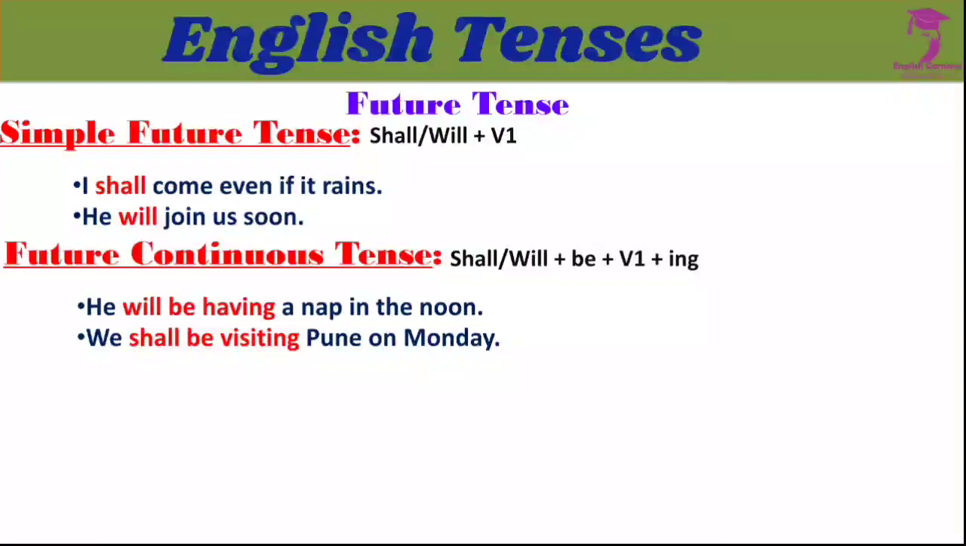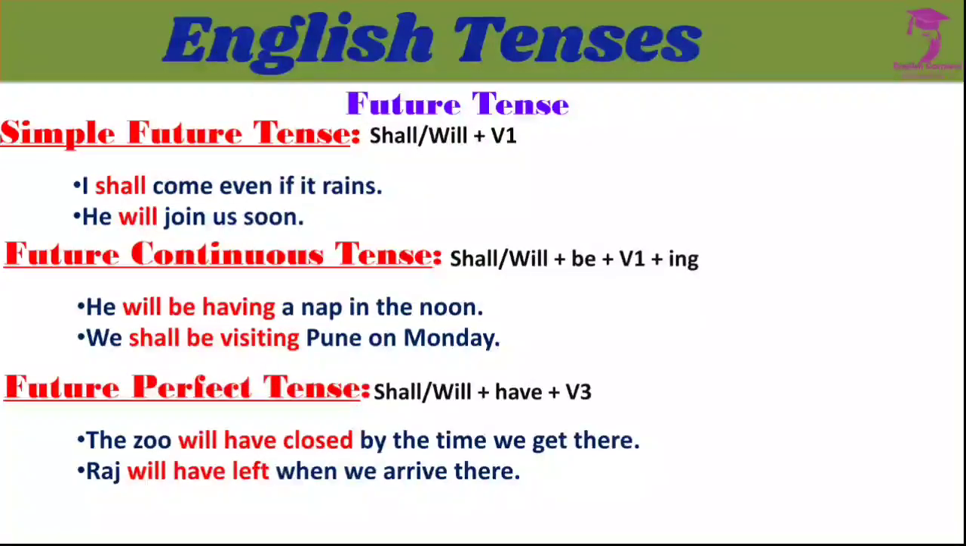The second aspect is future continuous tense. So friends, the structure of future continuous tense is shall or will plus be plus the first form of the verb, or stem or base, with ing. For example, he will be having a nap in the noon. We shall be visiting Pune on Monday. So these two examples rightly show us the usage of future continuous tense with the construction shall or will plus be plus the first form with ing.